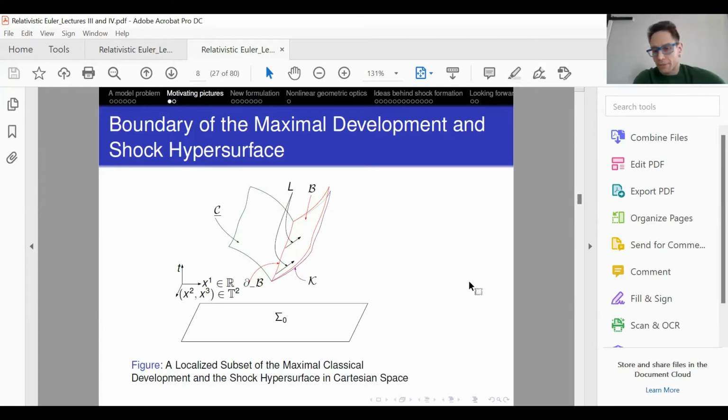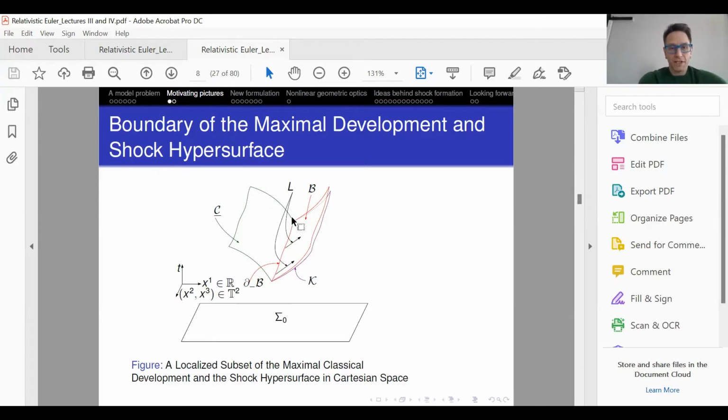And finally, I see we're getting close to the point where a break was taken yesterday. So maybe I'll just say a few more words and then ask if people want to take a break. Okay, what about this hypersurface K? This has not been constructed for the full problem yet. This is the problem that Christodoulou is working on.